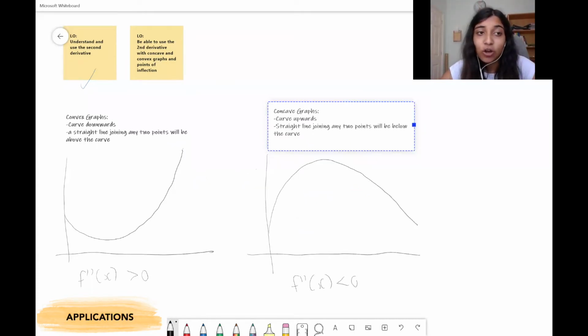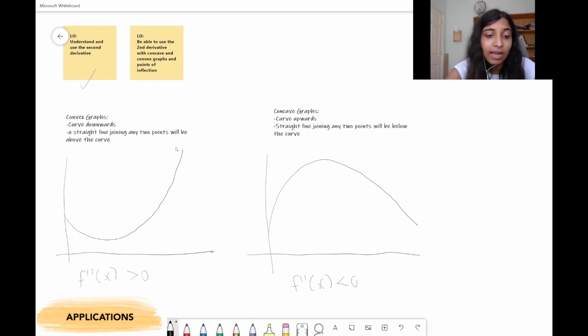So moving on to convex and concave graphs, I've written the two out here, so let's go through them individually. For the first one, convex graphs, these are ones that curve downwards. As you can see, it's like a happy face. It curves downwards like this. And if you have a straight line joining any two points, this line will be above the curve. So let's say you have one point here and one point here, and if you draw a straight line joining the two, then you can see that that's above the curve.